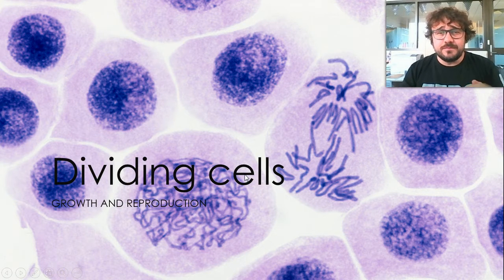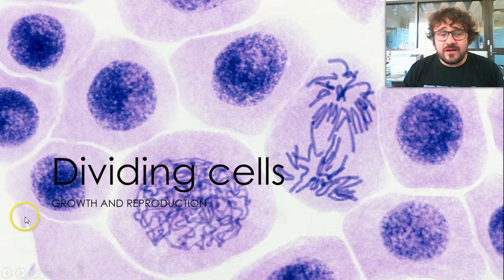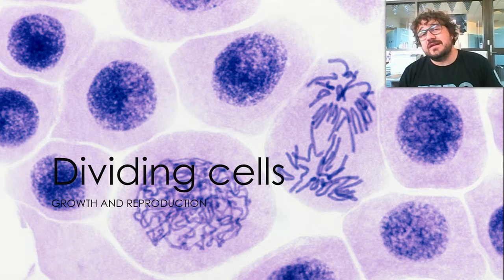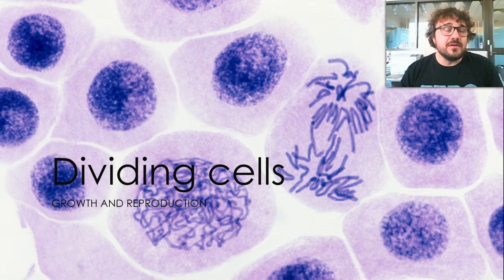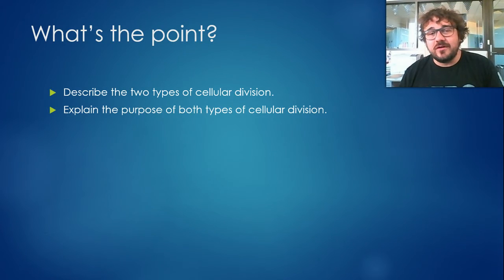Howdy. So, now we're talking about how cells divide. This entire unit is growth and reproduction, and the way an organism grows and reproduces is through cells dividing. So you start off with one cell, and at the end you've got two, or as we'll see in meiosis, four.